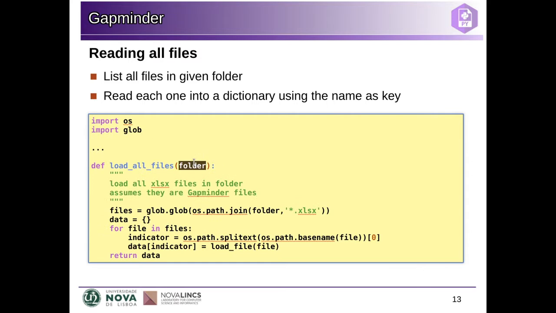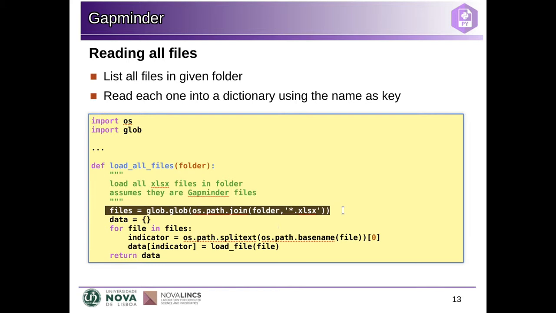It receives as an argument the folder where all the Excel files are. And then for each file there, and we know what Excel files are there by using this glob function, we get a list of all the Excel files inside the folder. And here I'm using another function from the operating system library, the OS library.